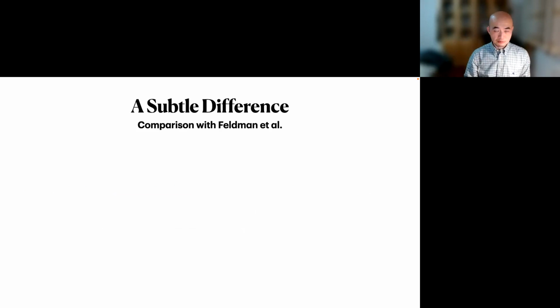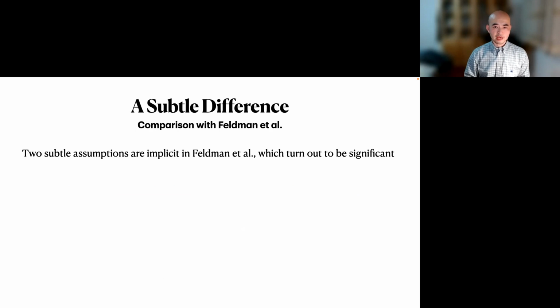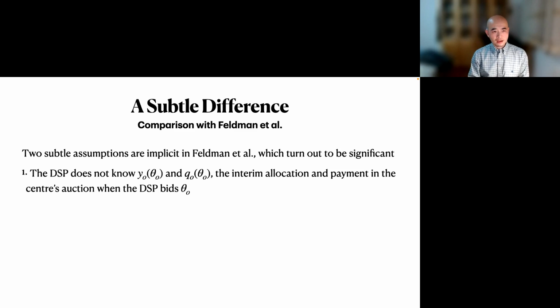So yes, as I promised, I will point out a subtle difference between our model and Feldman et al.'s. There are two assumptions that were not even explicitly stated in Feldman et al. And after a careful reading, we found out what led to the difference in the results that we got. The first assumption made by Feldman et al. is that the DSP does not know YO of theta O and QO of theta O. So these are the interim quantities.